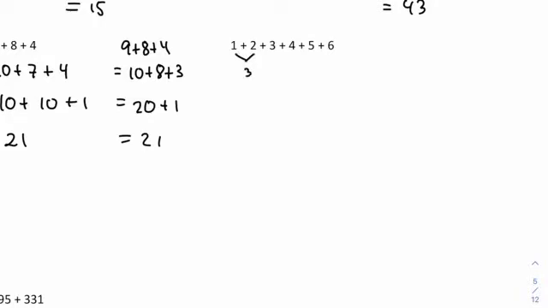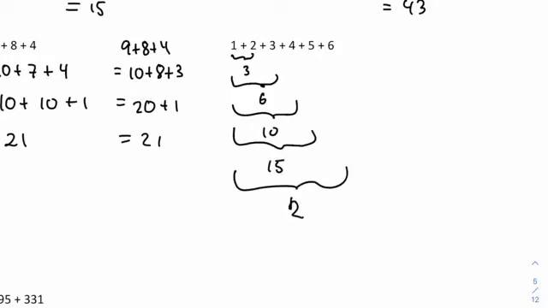And just say, okay, here's 3. You just add it as they come. 1 plus 2 is 3. Then add 3 to that makes 6. Then add 4 to that makes 10. Then add 5 to that makes 15. And then add 6 to that makes 21.